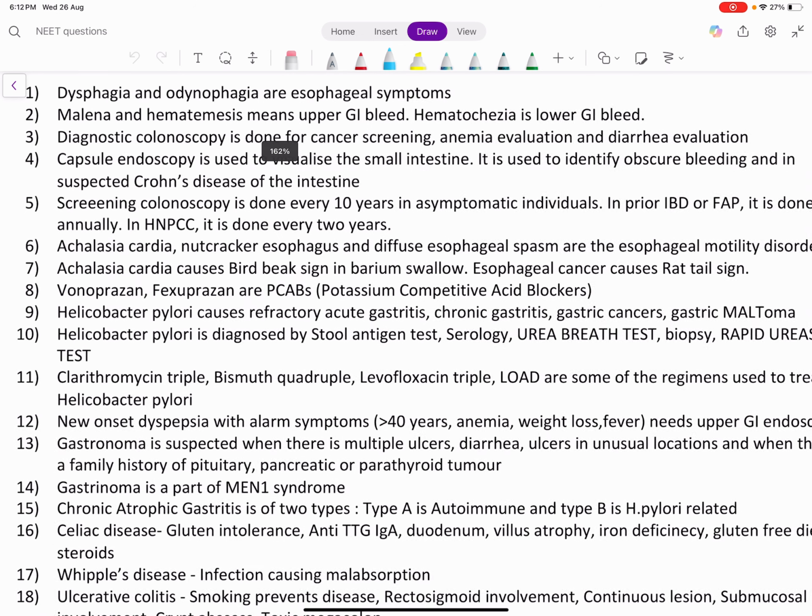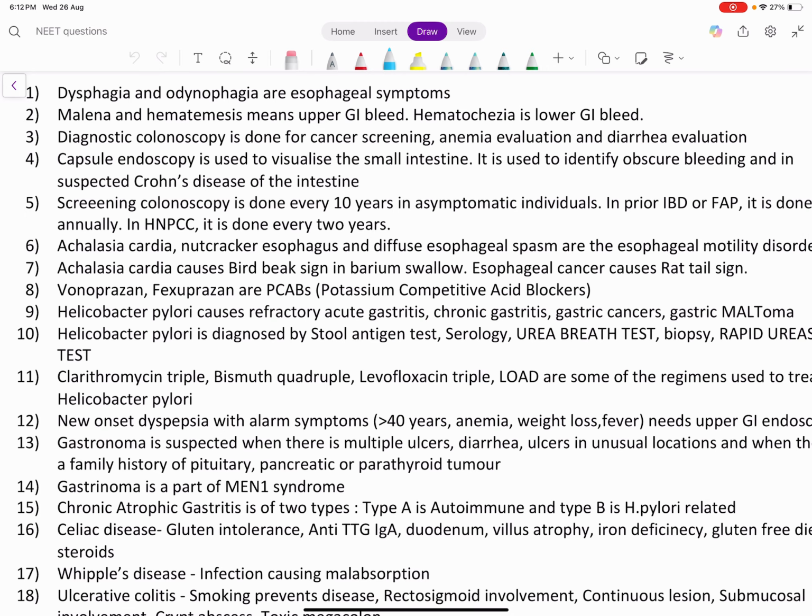So about colonoscopy, there is a therapeutic colonoscopy and a diagnostic colonoscopy. So what are the uses of diagnostic colonoscopy? It is used for cancer screening. That is a very important point. And the evaluation of anemia should include diagnostic colonoscopy, and diarrhea evaluation also should include colonoscopy, because diarrhea is actually a small intestine or a large intestine symptomatology. Like dysphagia and odynophagia are for the esophagus, diarrhea is for either the small intestine or large intestine.